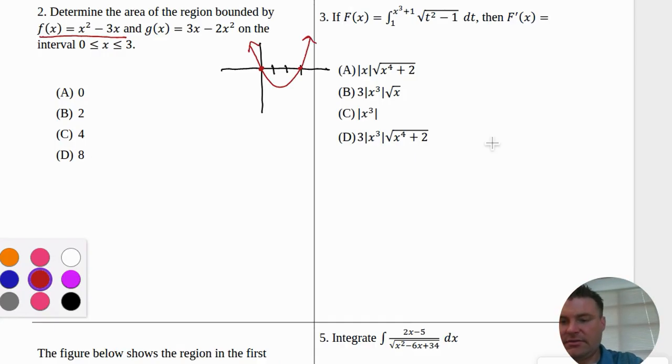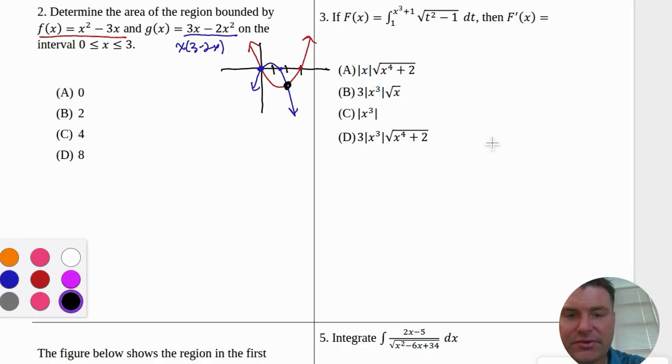And then let's do this next one in blue. Sketch this one. If I take out an x here, you're going to see it's 3 minus 2x. I'm going to have zeros at 0 again, and at 3 halves, which is right there-ish. I'm guessing. And this is a downward parabola. That means I'm going to have an intersection somewhere around here. How do I find that intersection?